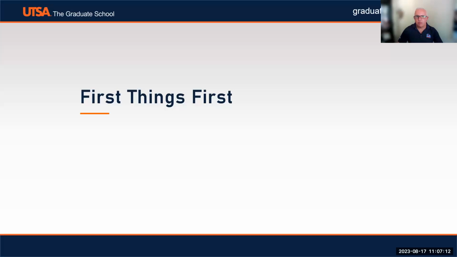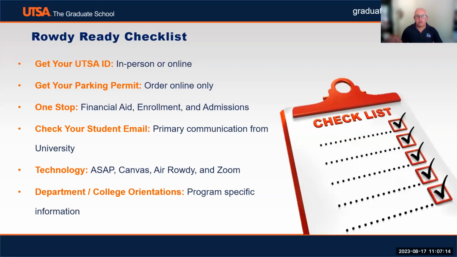So this is a couple of general start-of-the-semester things to keep in mind. You have received all this information via email, in the emails that were sent out to you about orientation, but we just want to cover and stress the Rowdy Ready checklist, which was attached and linked to the email sent out to all of our doctoral students starting this semester. These are the items that we get the most questions on. So the first one is, how do we get our UTSA ID?